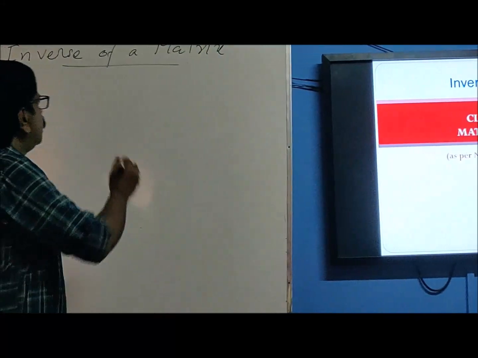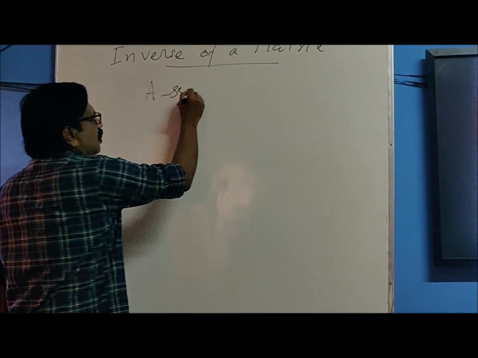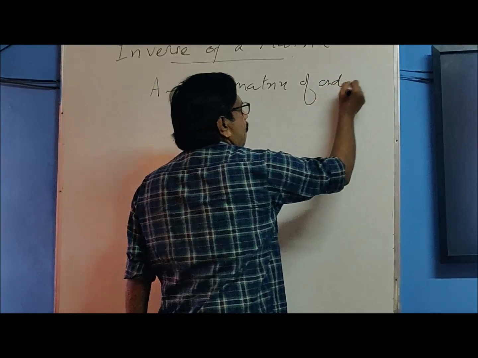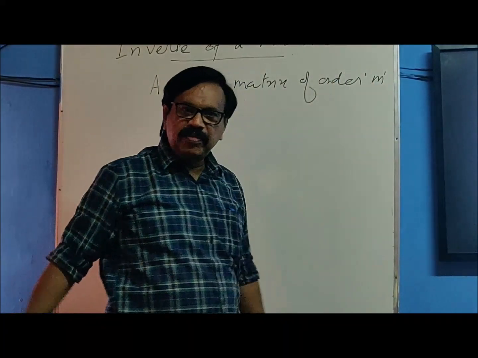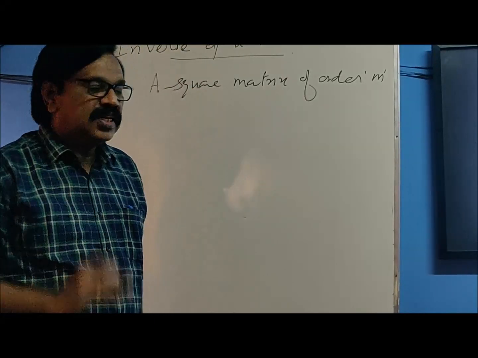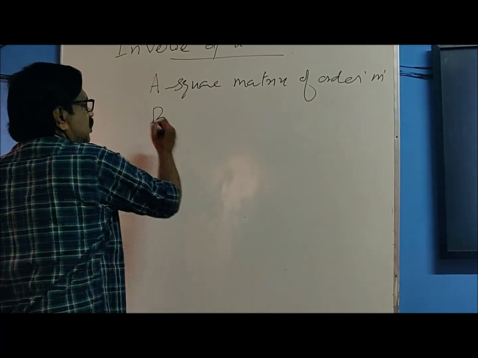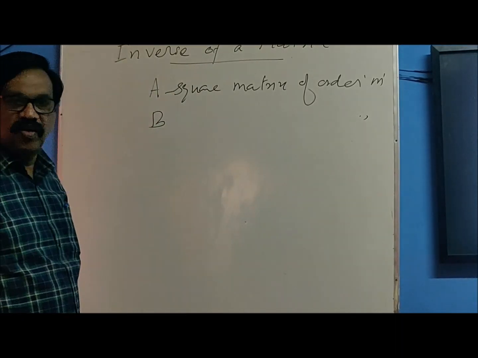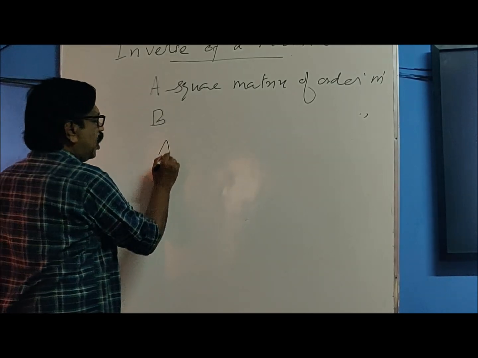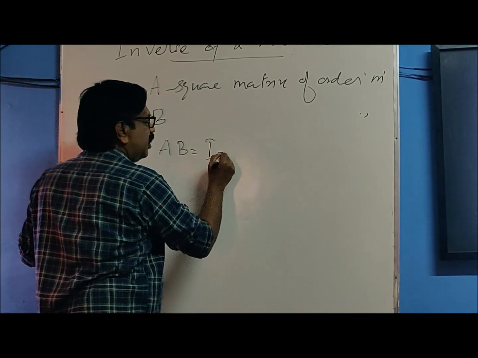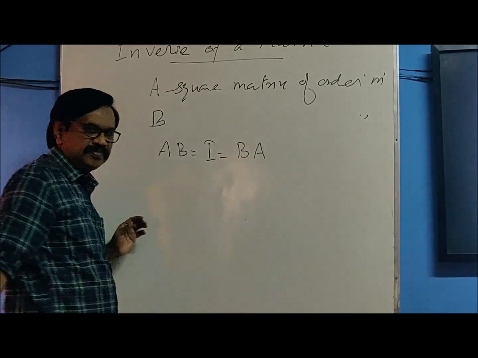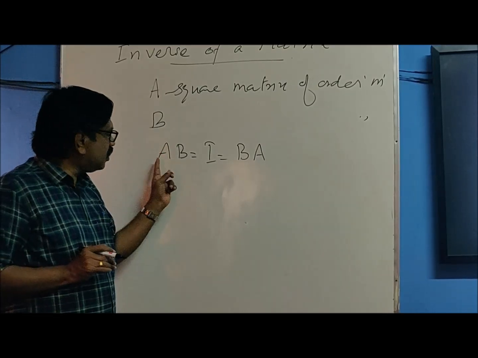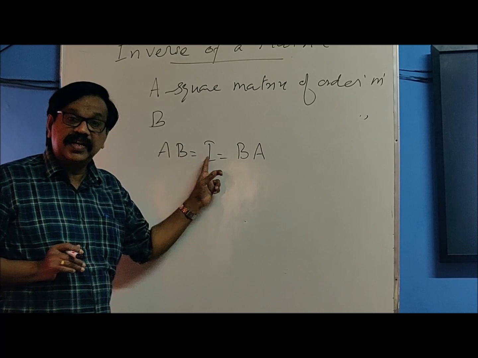Now let A be a square matrix of order n. Suppose there is another matrix B of the same order. Order is important. If there is another matrix B of the same order such that the product AB equals I, the identity matrix, equals BA. If there exists a matrix B such that the product of these two gives us the identity matrix.